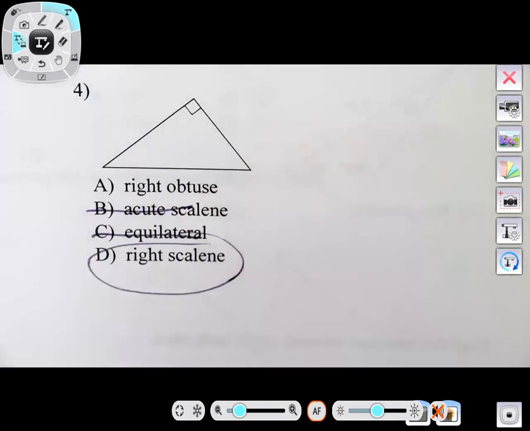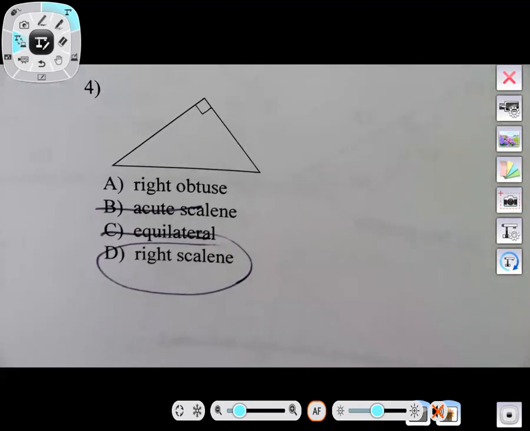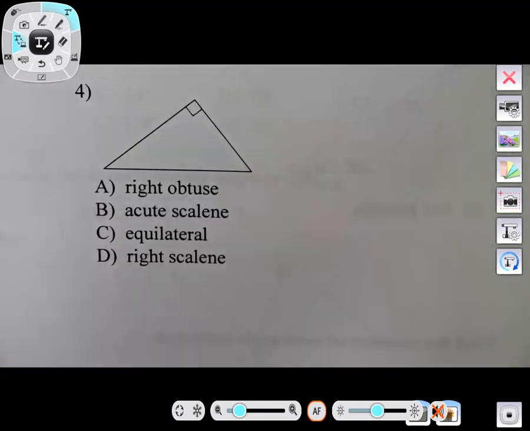By the way, can you have a right obtuse triangle? No, that's impossible. You can't even have one. If you tried to draw one, you couldn't draw that. It would not be a triangle. So yes, right scalene is our only option. Okay, flip, if you're following along with me.